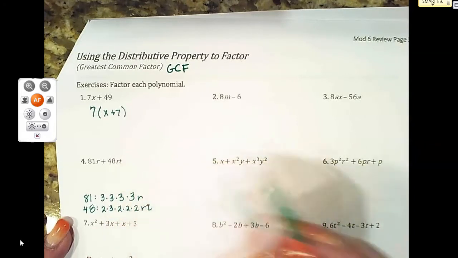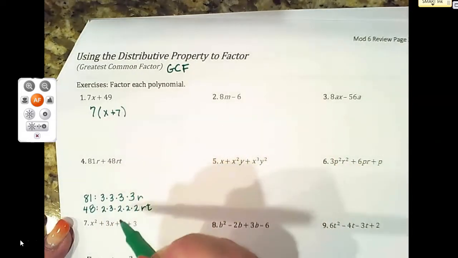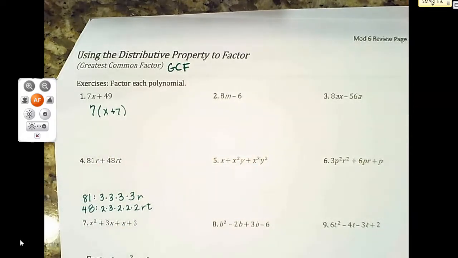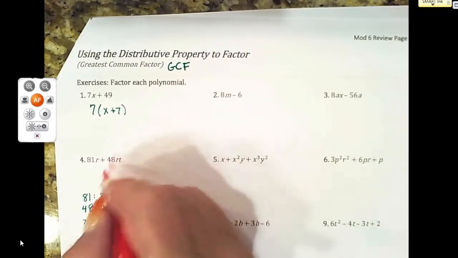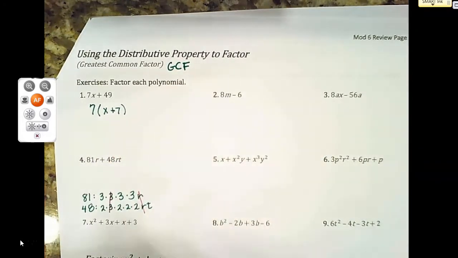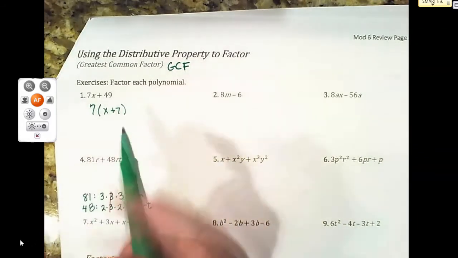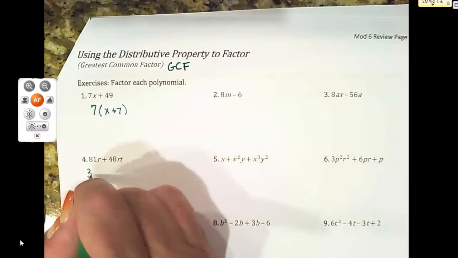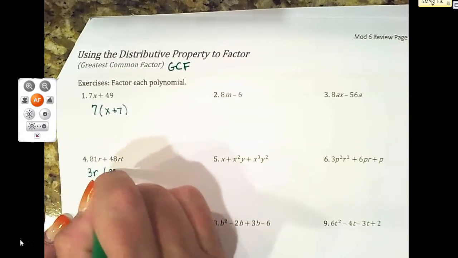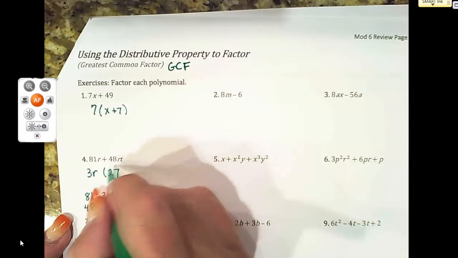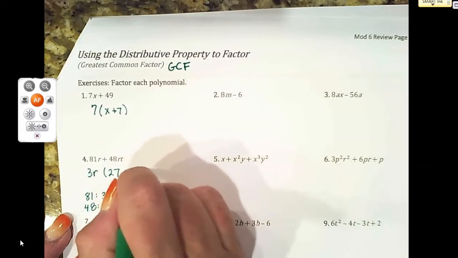So this is sort of the long way, but by doing this, I can see that the only number that they have in common is a 3. And then the variables, they have an R. So I would get 3R as my GCF. And then 81R divided by 3R is 27. And 48RT divided by 3R is 16T.